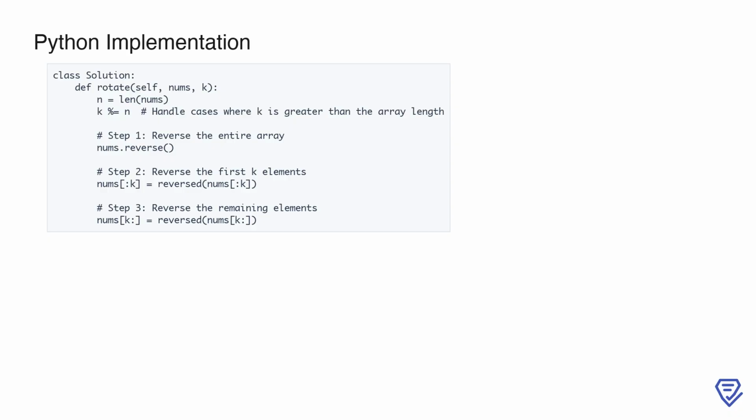For example, given nums = [1, 2, 3, 4, 5, 6, 7] and k = 3. After reversing the entire array, nums = [7, 6, 5, 4, 3, 2, 1]. After reversing the first k = 3 elements, nums = [5, 6, 7, 4, 3, 2, 1]. After reversing the remaining elements, nums = [5, 6, 7, 1, 2, 3, 4]. This approach is optimal for in-place rotation, avoiding the need for auxiliary storage while maintaining clarity and efficiency.